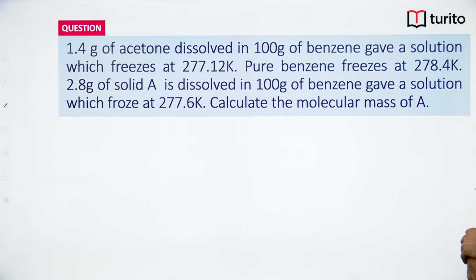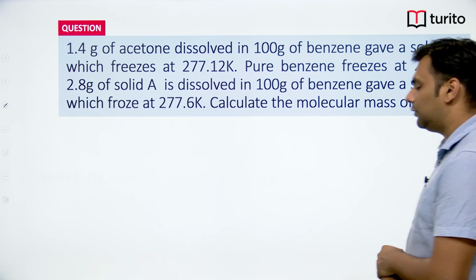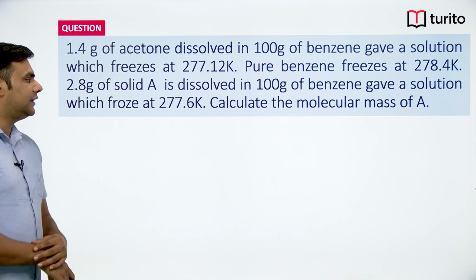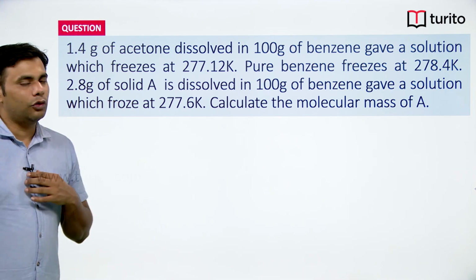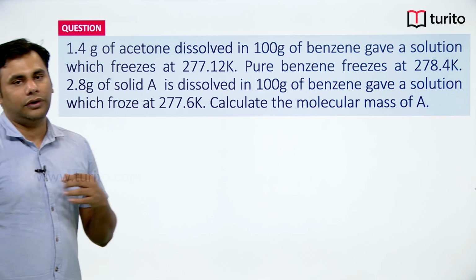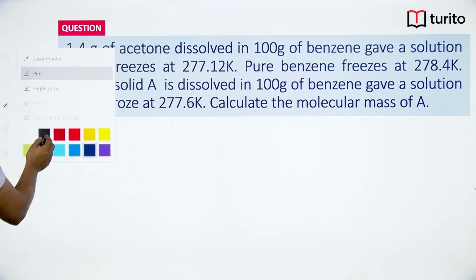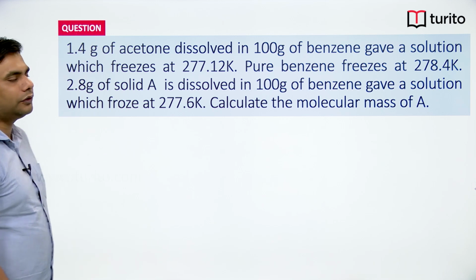This says that 1.4 gram of acetone dissolved in 100 gram of benzene gave a solution which freezes at 277.12 Kelvin. Pure benzene freezes at 278.4 Kelvin. 2.8 gram of solid A is dissolved in 100 gram of benzene which froze at 277.6 Kelvin. So we need to calculate the molar mass of the unknown solute A. Just look at the question, try to solve it. I will give you 2 minutes to attempt this.